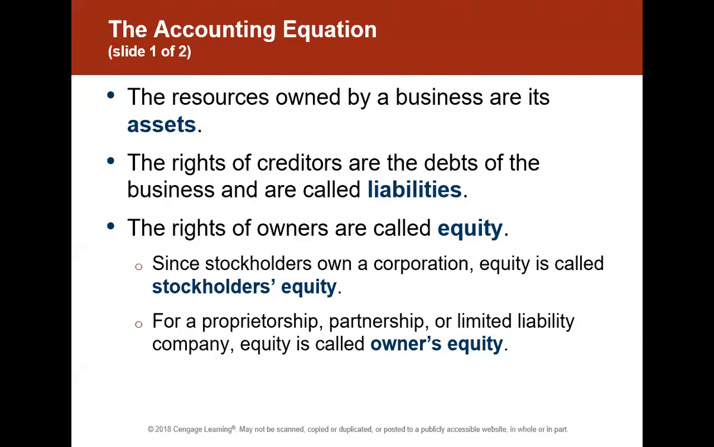Okay. So what does it mean? Well, it kind of tells us, right? It says assets, resources owned by a business. So think of assets as anything of value that the company owns. Okay, assets are anything of value that the company owns. Cash, equipment, supplies, anything like that. Buildings, land. Clothing, like inventory. Those are all assets.